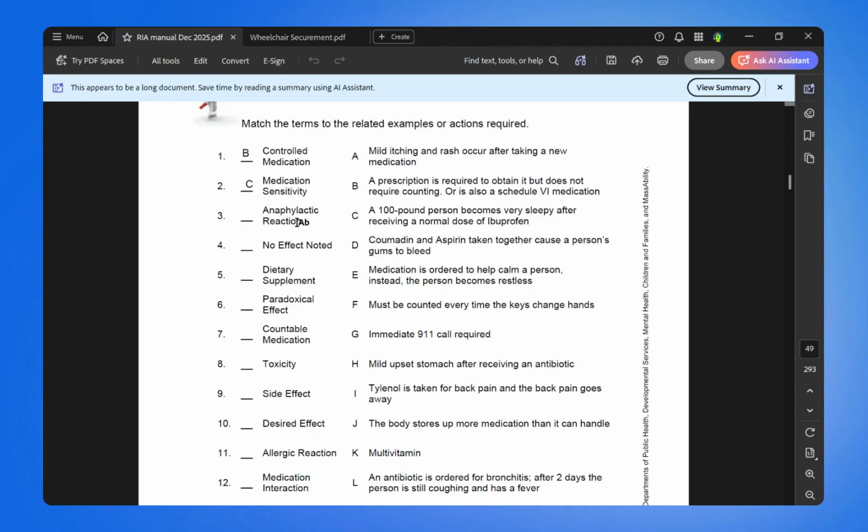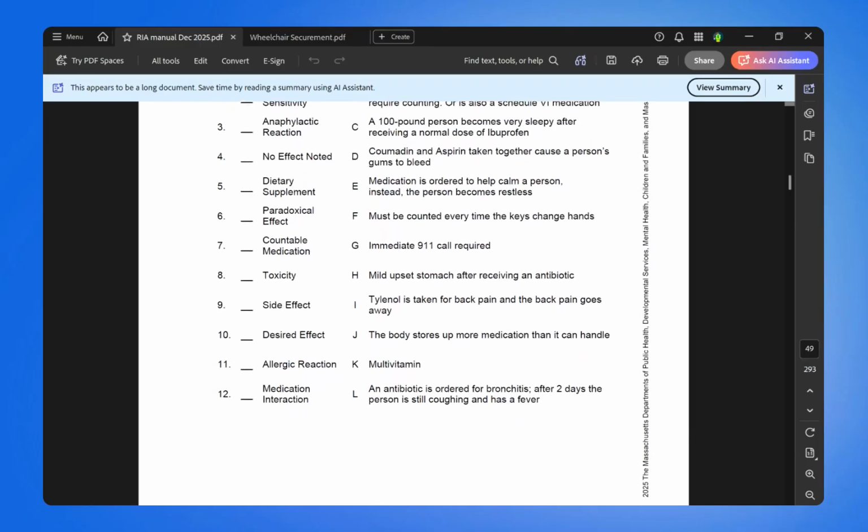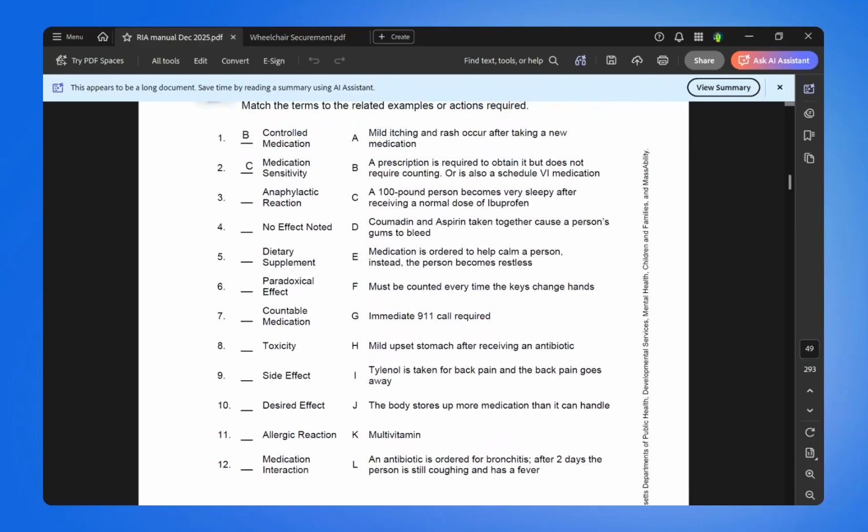We're going to now look for anaphylactic reaction. Now remember, this is a life-threatening, sudden onset allergic reaction. We do see 911 being called here. What do we have down here? Let's go with the 911. You're always going to call for anaphylactic reaction.